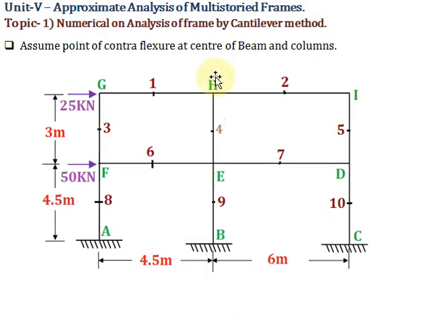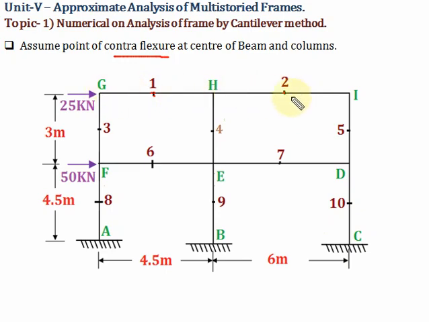The next step: we have to make the first assumption in the cantilever method, that is, assume the point of contraflexure at the center of beam and column. That means at the center of the beam. Here the center of the beam GH is 1, so that point we consider as a contraflexure. Contraflexure means where the bending moment changes its sign, or where the value of bending moment is 0. For beam GH, 1 is the point of contraflexure, then for beam HI, 2 is the point of contraflexure.